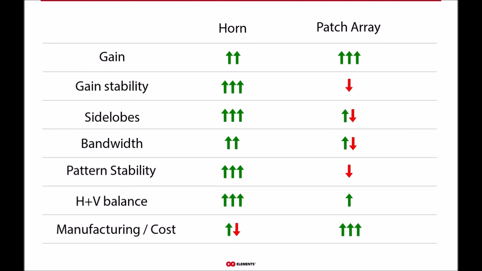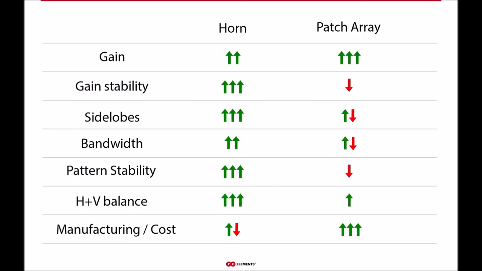In terms of gain, the patch arrays definitely have the upper hand compared to horns because the higher gain comes easily. But the horns are definitely not far behind. In terms of gain stability, horns are impeccable. The patch arrays, unfortunately, because of all the physics we just talked about, suffer from instability of their gain. In terms of side lobes, same thing. The horns are definitely winning this one.